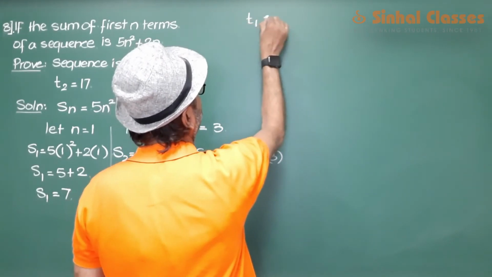Let us take down and write the formulas for T3 and T7. T3 is equal to A plus 2D, therefore A plus 2D is equal to 600. T7 is equal to A plus 6D, therefore A plus 6D equals to 700.